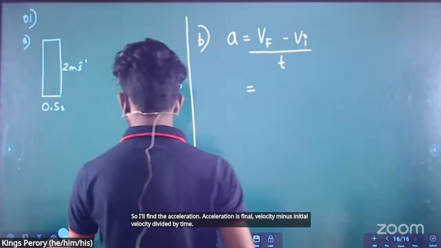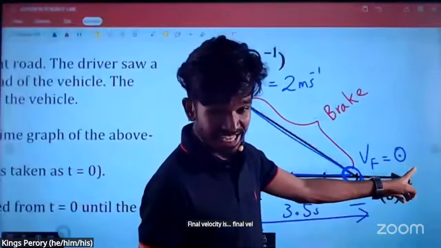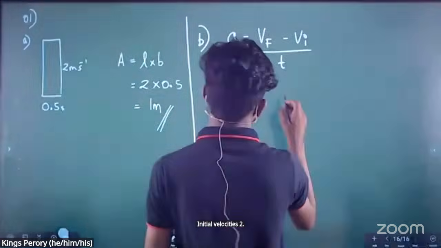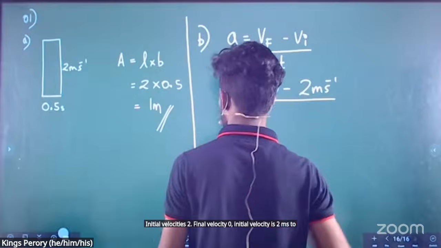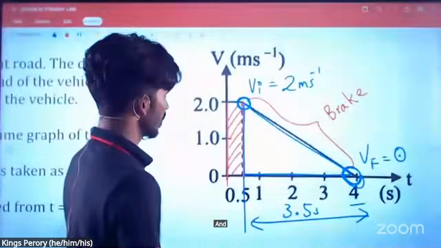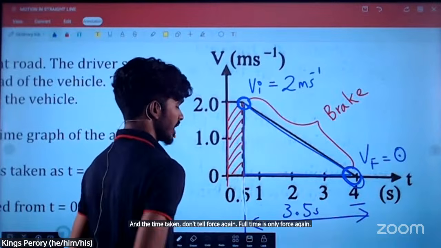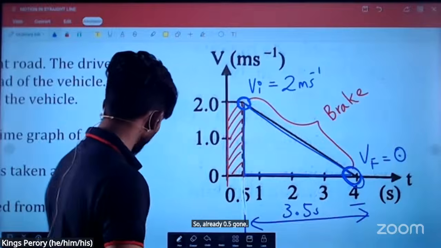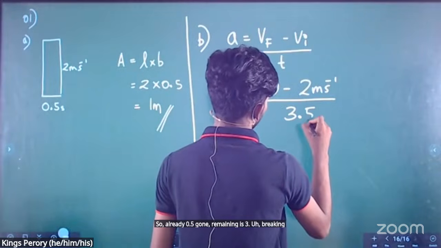Final velocity is 0. Initial velocity is 2 m s to the power minus 1. And the time taken, don't say 4 seconds. Full time is only 4 seconds. Reaction time is there, reaction time is 0.5. So already 0.5 is gone. Remaining is 3.5. So braking time is 3.5 seconds.